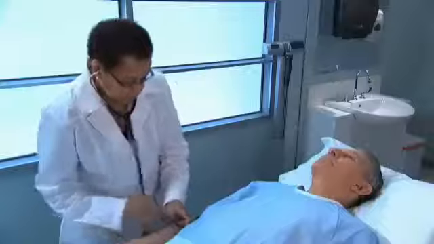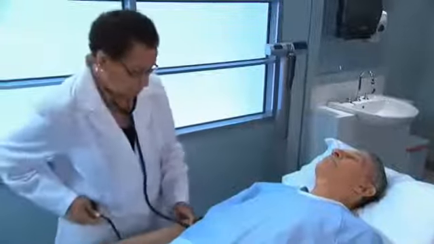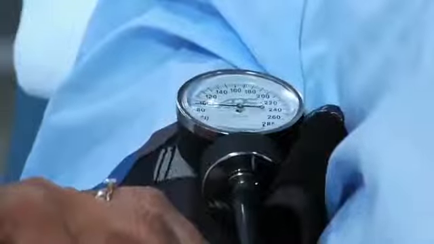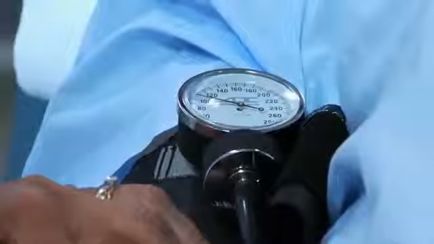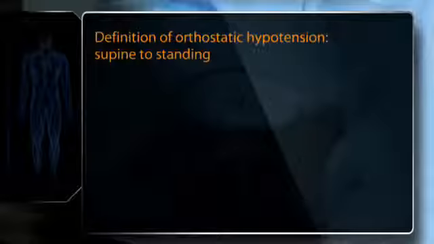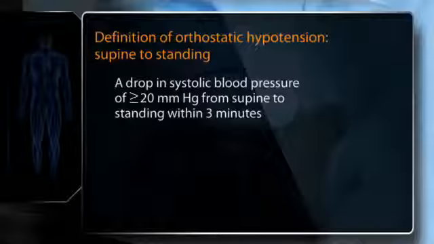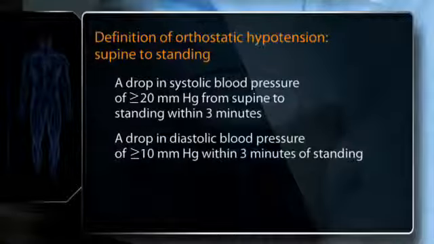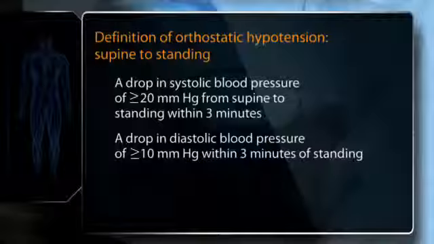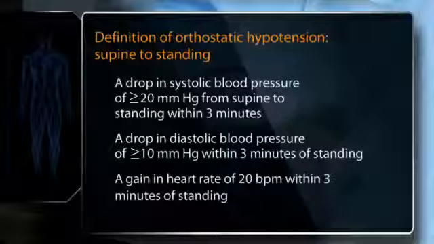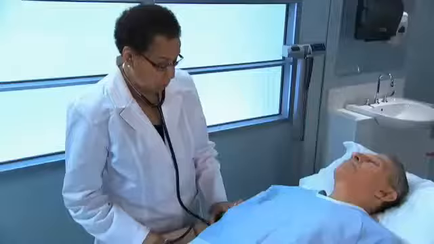Now measure vital signs beginning with blood pressure using recommended techniques. Check for increased systolic blood pressure and widened pulse pressure, defined as systolic blood pressure minus diastolic blood pressure. Assess for orthostatic hypotension, defined as a drop in systolic blood pressure of greater than or equal to 20 millimeters of mercury, a drop in diastolic blood pressure of greater than or equal to 10 millimeters of mercury, or a gain in heart rate of 20 beats per minute within 3 minutes of standing. Measure blood pressure and heart rate in 2 positions.